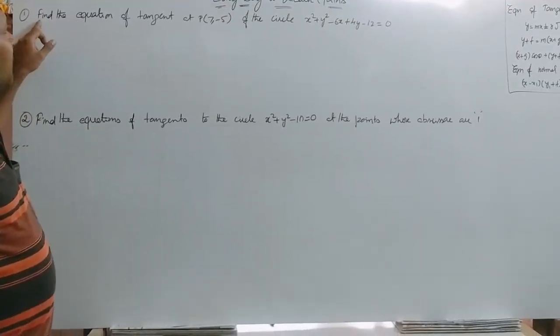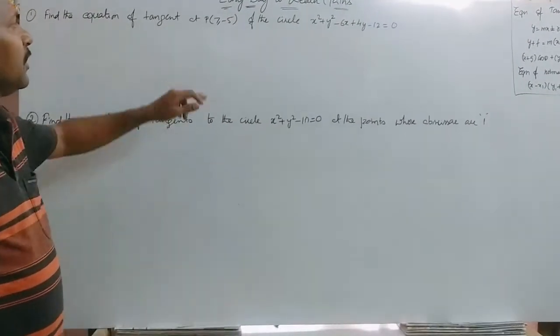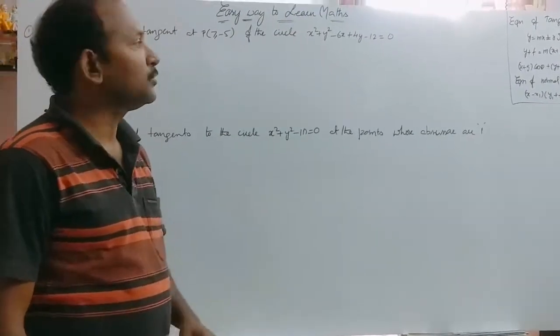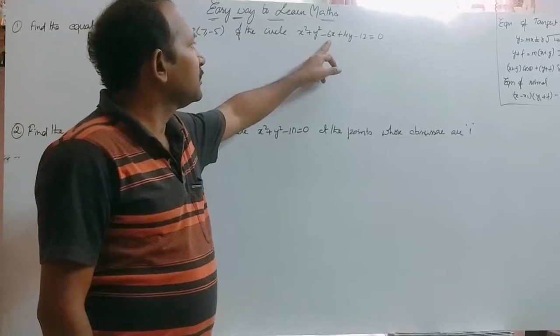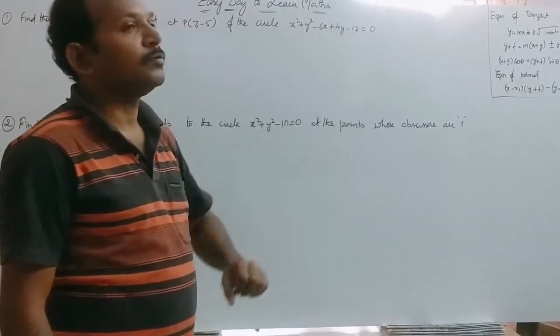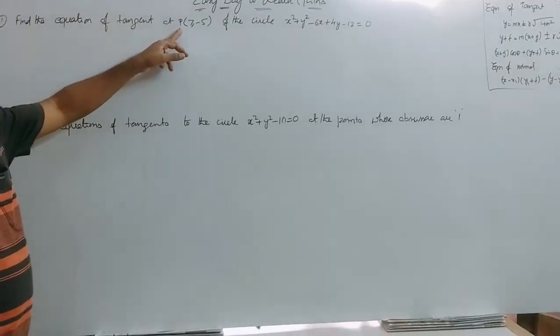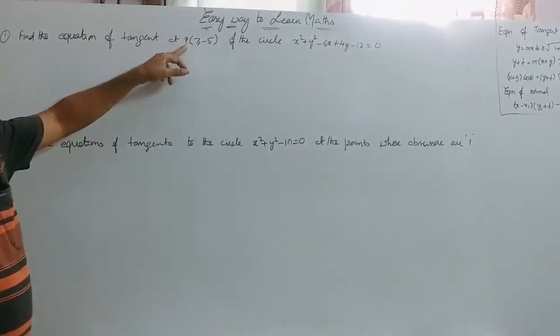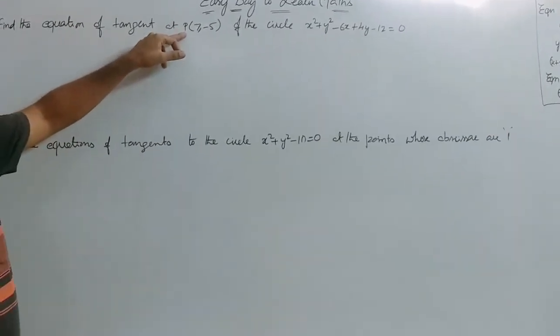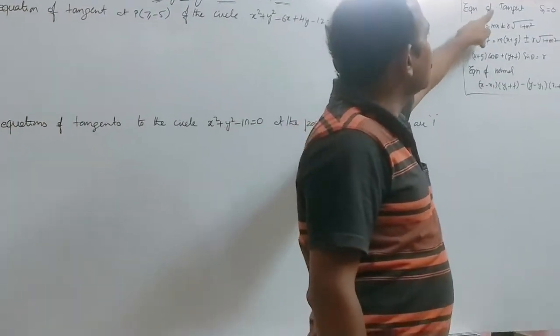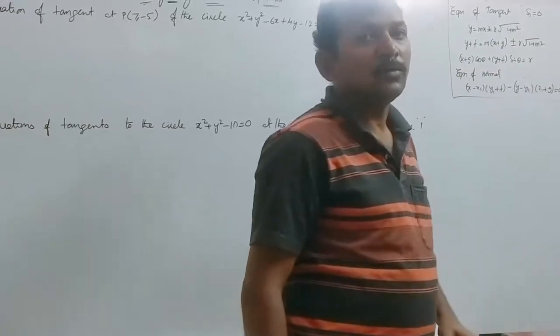In this problem, find the equation of tangent at P(7, -5) of the circle S: x square plus y square minus 6x plus 4y minus 12 equal to 0. Here, the point of contact is given. That is, at this point, we have to find the tangent. Then, directly, we have to make use of the equation of tangent S1 equal to 0.